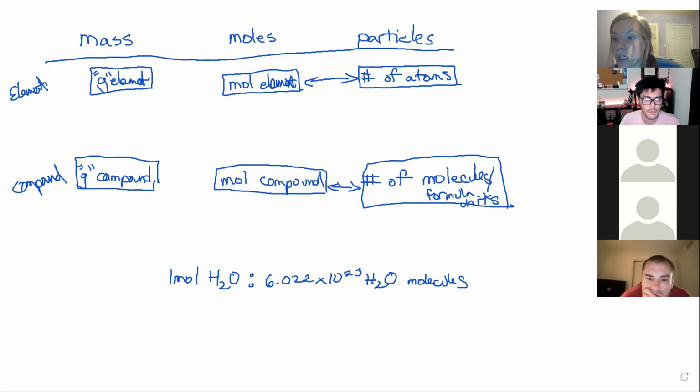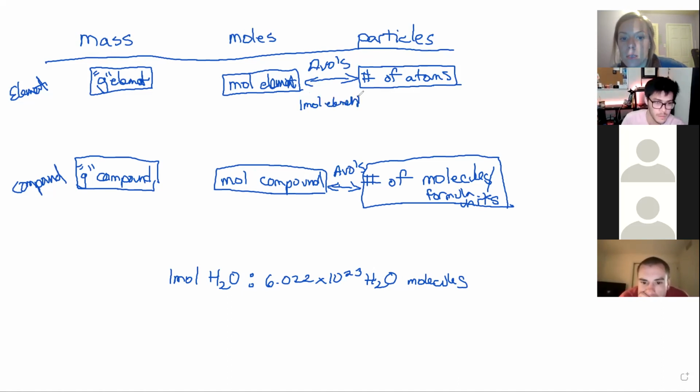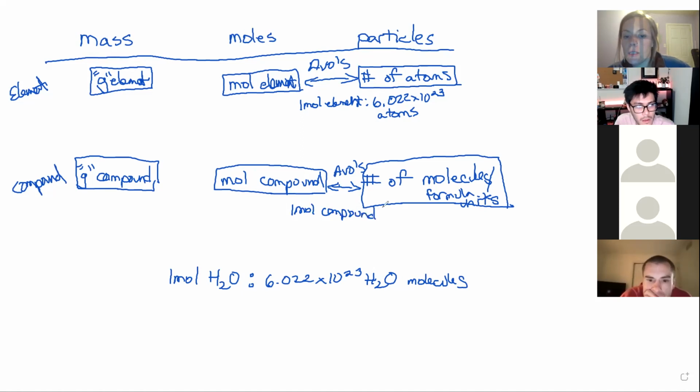And we can go in either direction here, right? And what do we use here? This is Avo's number for both of them. So 1 mole of the element is equivalent to 6.022 times 10 to the 23rd atoms. You guys already know this. The same thing is true if we're dealing with a compound. 1 mole of any compound is equivalent to 6.022 times 10 to the 23rd molecules.